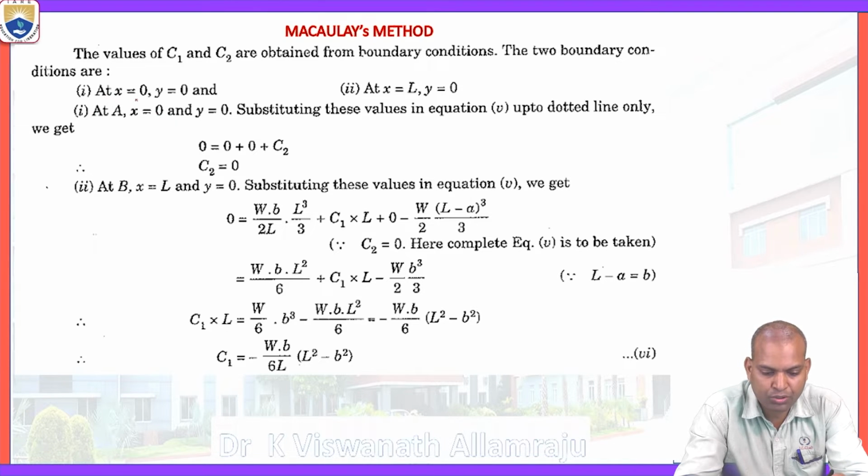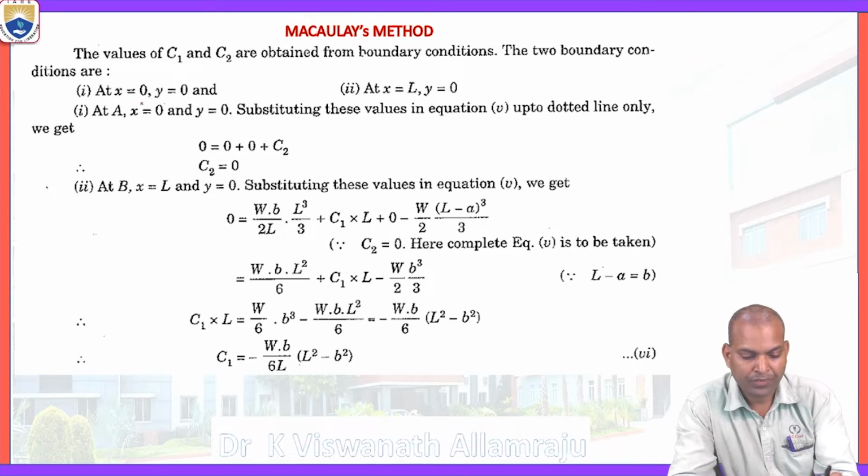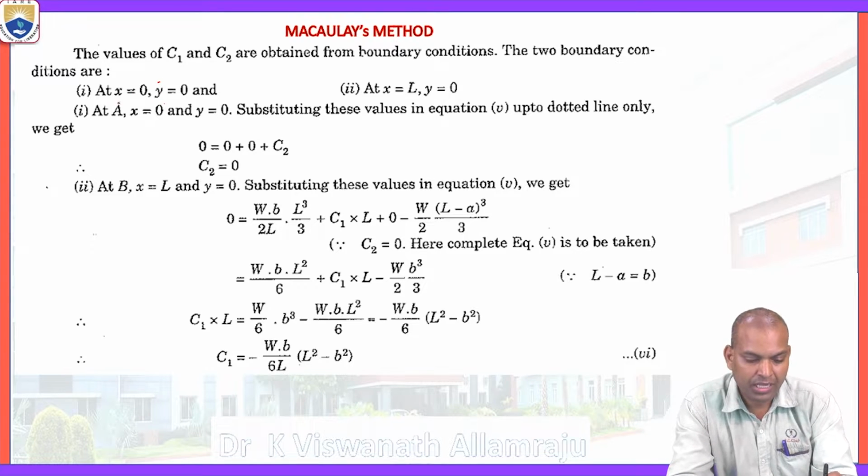At x equal to 0 means the length of the beam is 0. Y equal to 0 means the deflection is 0. Y stands for deflection here. It is not x and y coordinates here. Y is for deflection, x is for the length of the beam, the span of the beam.